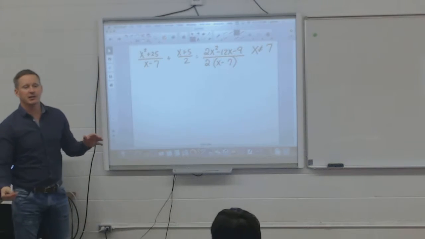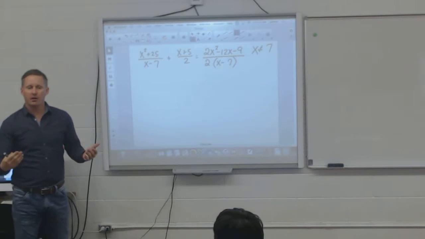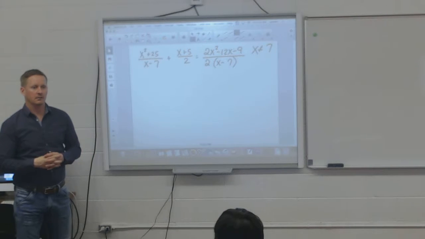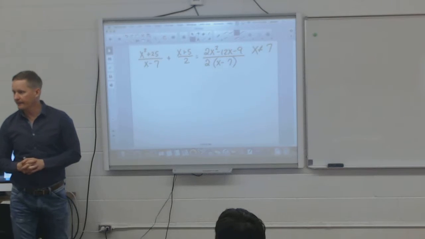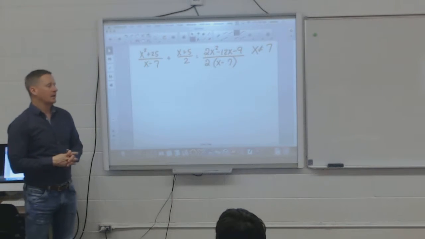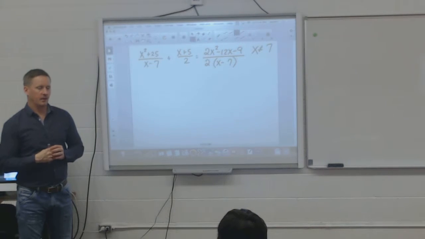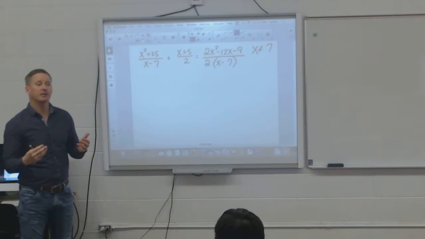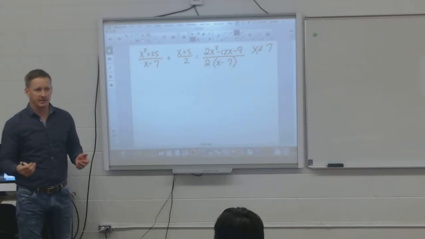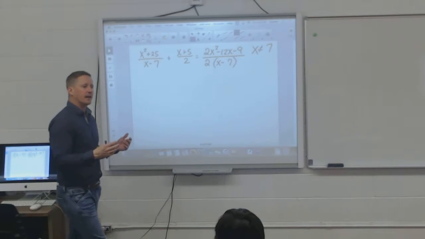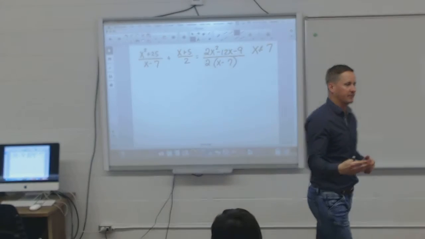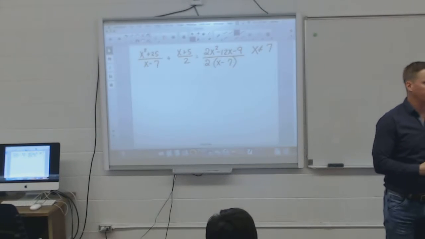Okay, now here's yesterday's work. What is my common denominator here? Okay, so for those of you that struggled with yesterday, I'm going to show you a simple way of doing this, but it's going to be longer. It's going to take more steps. For those of you that can see that common denominator being 2 times x minus 7, I'll show you how to do that as well.